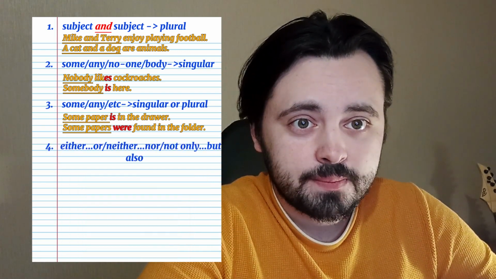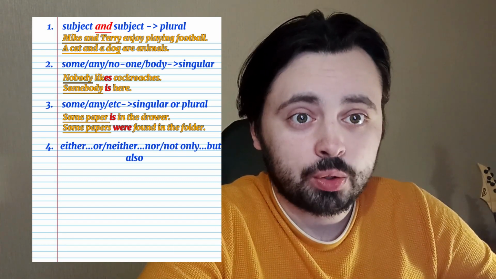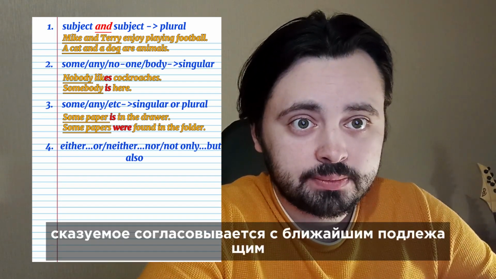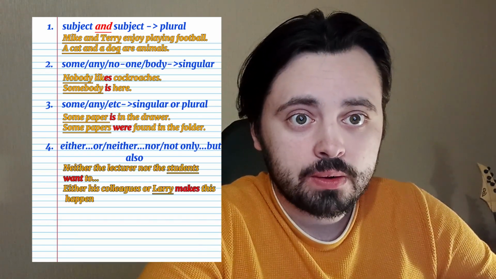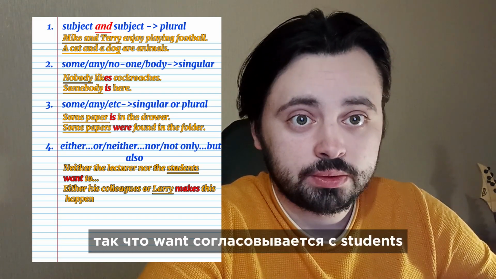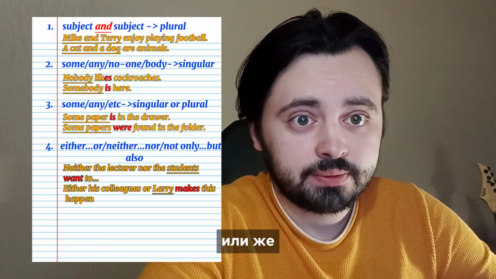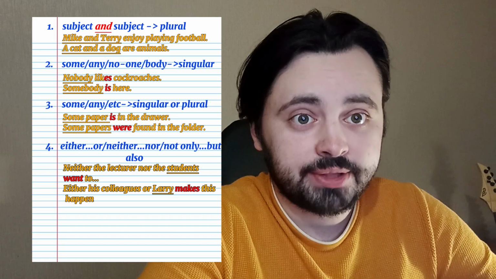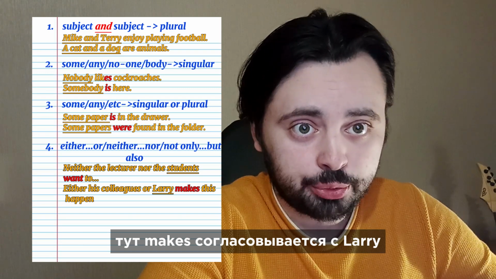Rule number 4. After a subject joined by either or, neither nor, not only, but also, the verb agrees with the subject nearest to it. For example, neither the lecturer nor the students want to reschedule the class. So want agrees with the word students. Alternatively, either his colleagues or Larry makes this happen. Here, makes agrees with Larry.